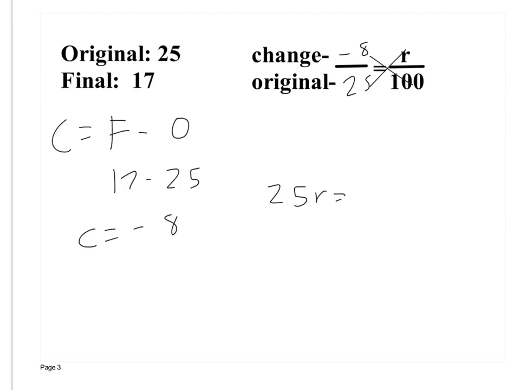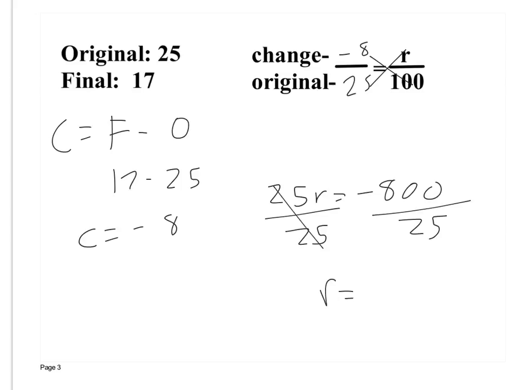So I cross multiply. 25R is equal to -800. I look at what's being done to R. I'm timesing by 25, so I do the opposite. I divide by 25. 25 goes into -800 -32 times. So I could say my percent decrease is 32%.